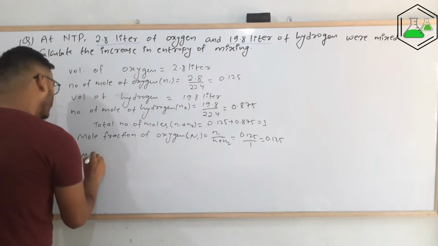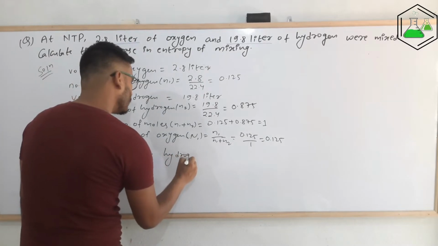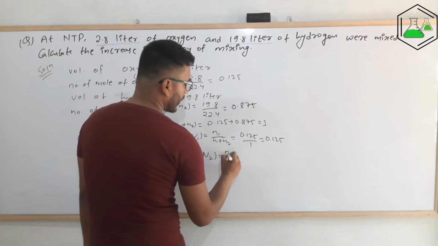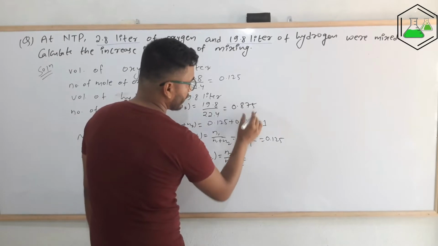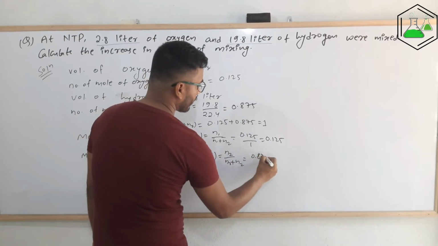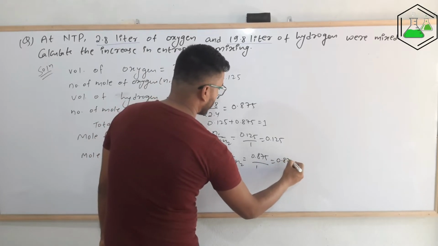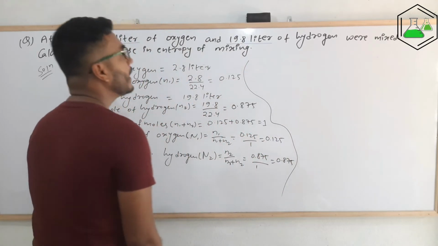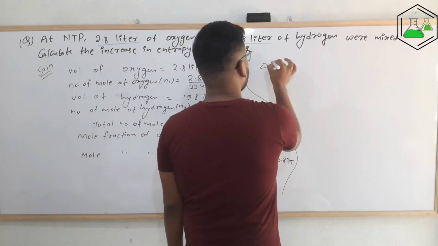Similarly, mole fraction of hydrogen, that is N2, can be calculated by the formula N2 by N1 plus N2. N2 is 0.875 divided by 1 is equal to 0.875. So now we have this much of data. So now we just have to find out the value of entropy of mixing, that is delta S M.